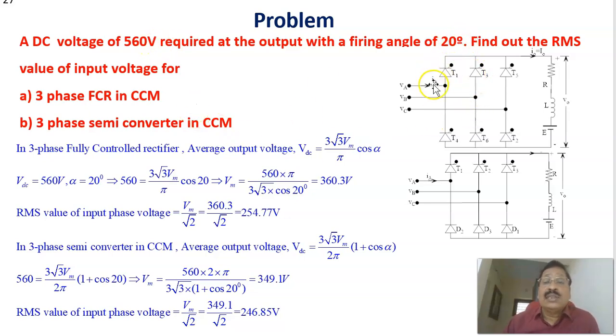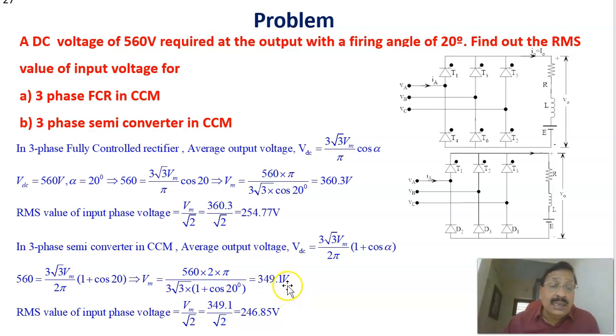That's for continuous conduction mode of the fully controlled rectifier. Now the continuous conduction mode of the semi converter, which we already discussed. In that one, the average voltage equation is equal to 3 root 3 Vm by 2 pi into 1 plus cos alpha. Same as previously here, the same voltage: 560 equal to 3 root 3 Vm by 2 pi into 1 plus cos 20. And the unknown is Vm. Then you will be getting it equal to 349 volts.